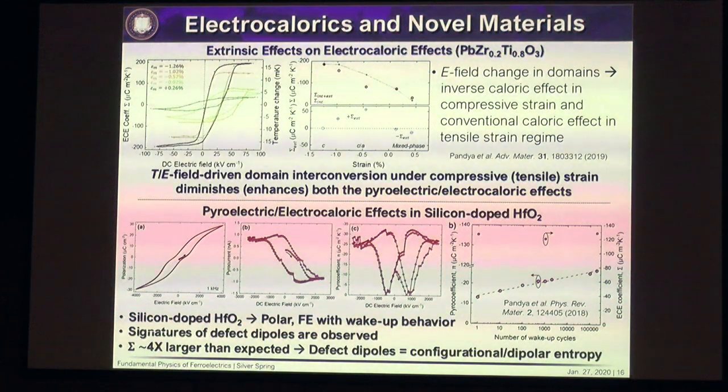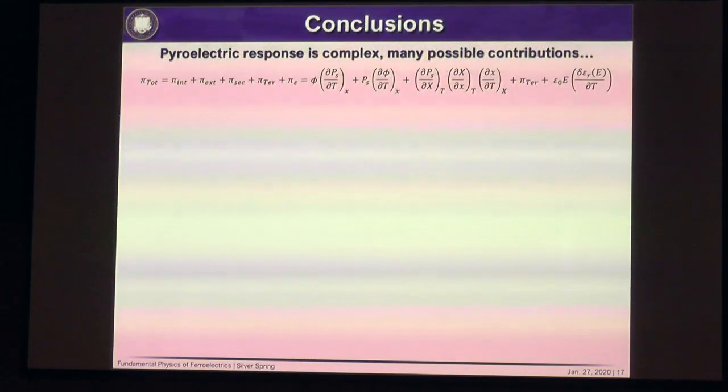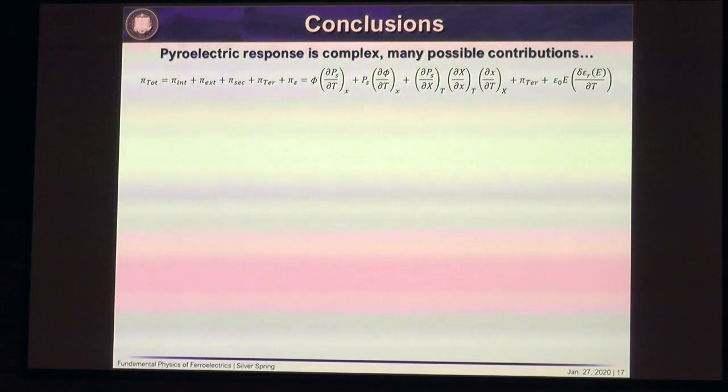It is also 4 times larger than I would expect based on the pyro coefficient in these systems. This suggests that there might be something like defect dipoles, which could be responsible for things like this pinching that you see here, giving additional configurational or dipolar entropy that could be leading to larger effects in these systems. So this is something that needs to be studied more, but points to some interesting physics happening inside of these materials.